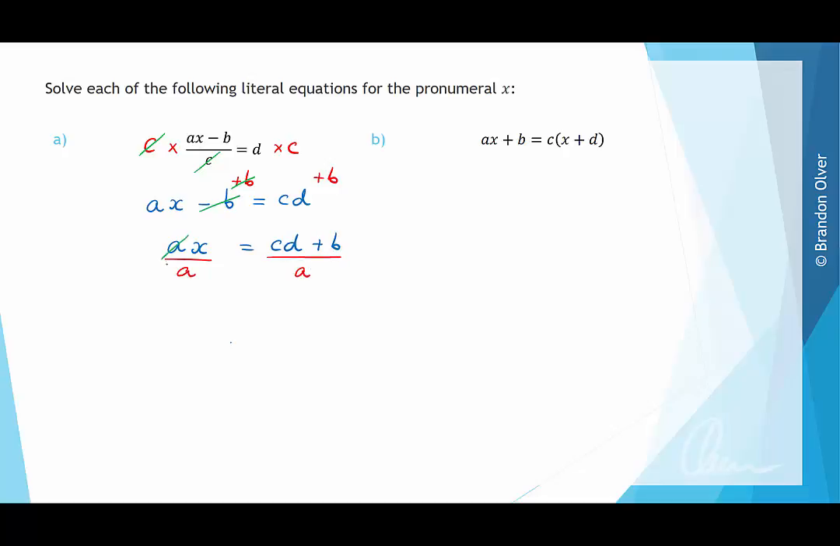Now this multiplied by a and then divide by a will cancel, giving x is equal to c times d plus b, all divided by a. And that is the solution to this literal equation for part A. For part B, we have a times x plus b is equal to c times x plus d. So this time we're going to start by expanding the brackets.